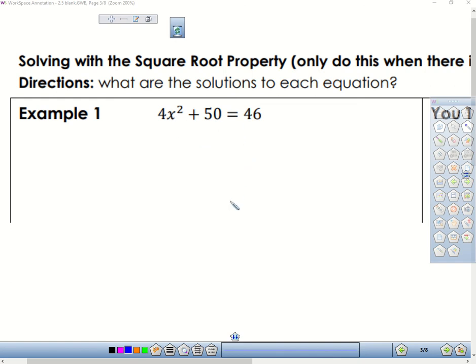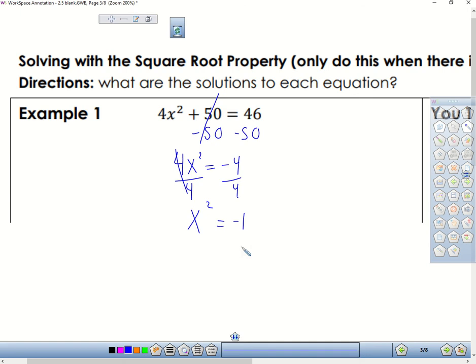Everybody see what I mean by missing the bx term? So what we're going to do is get this x squared by itself. What's my first step in doing that? Good. Subtract 50 from both sides. That leaves me with 4x squared is equal to negative 4. What's my next step? Good. We're going to divide by 4, and when we do that, we get x squared is equal to negative 1.